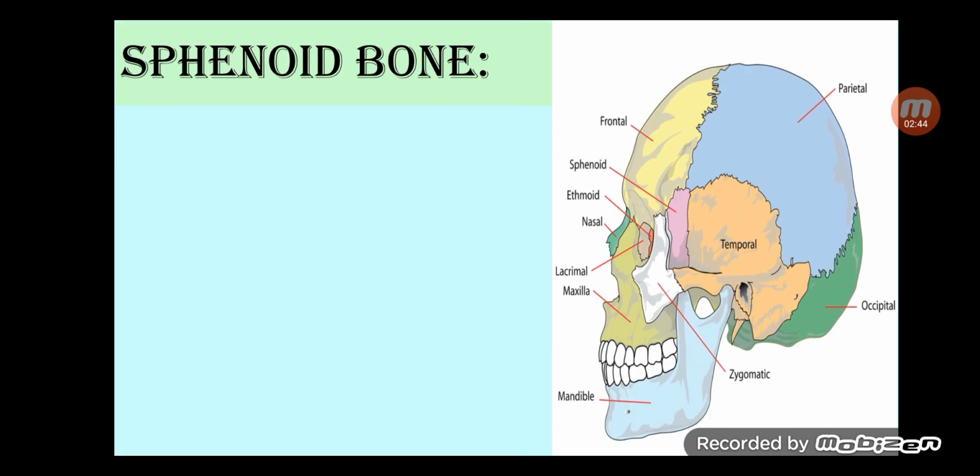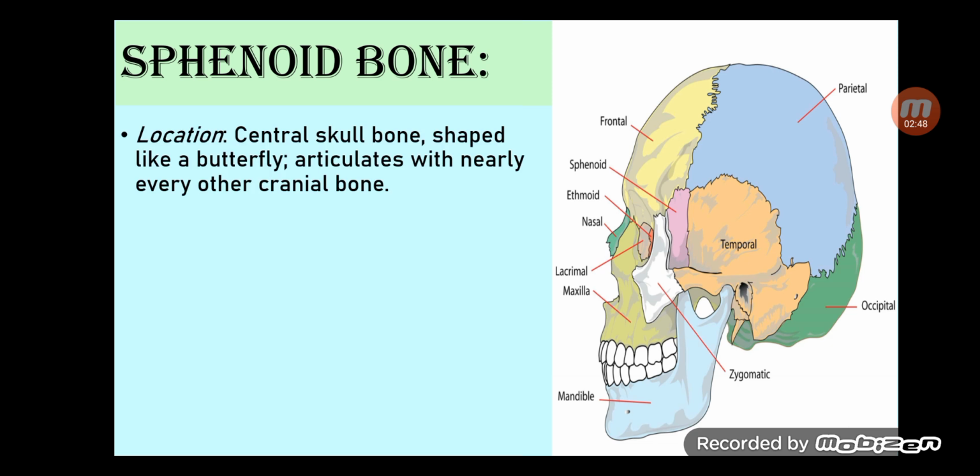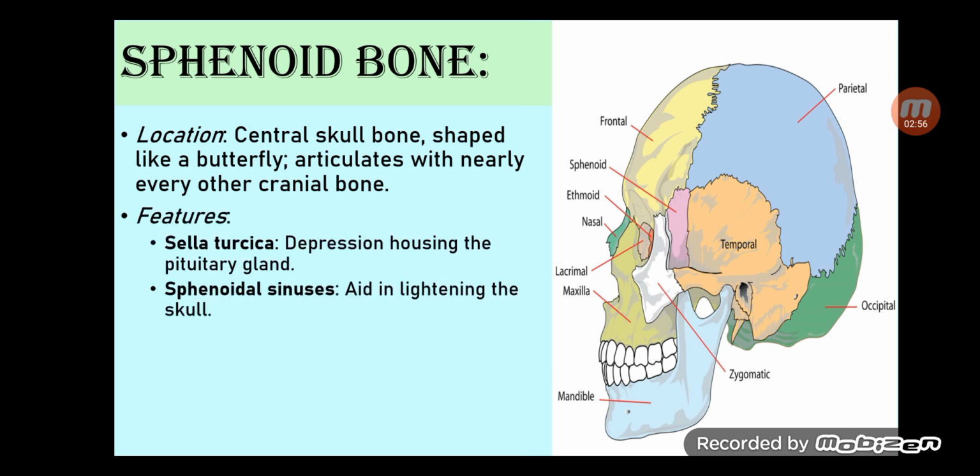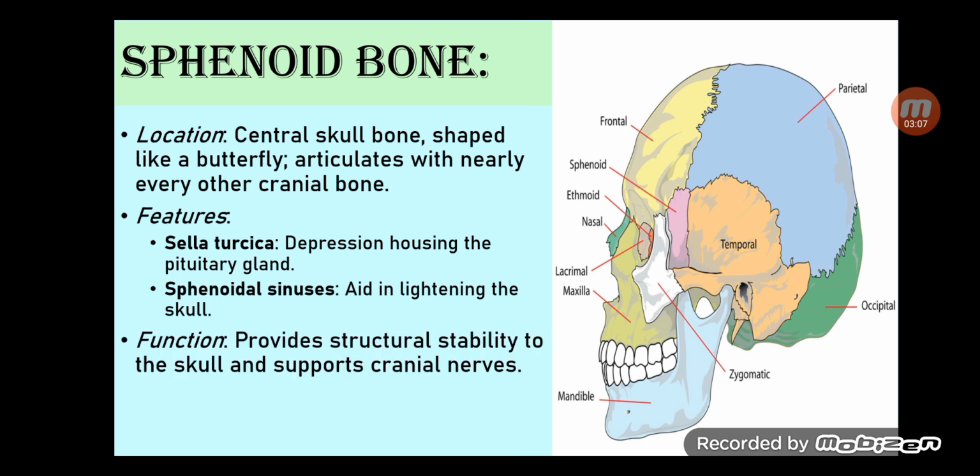Then we have another cranial bone, that is the sphenoid bone. In the diagram, it is shown in pink color. It is located at the central skull, shaped like a butterfly, and articulates with nearly every other cranial bone. Talking about its features, it has the sella turcica, that is basically a depression housing the pituitary gland, and it also has the sphenoidal sinuses that aid in lightening the skull.